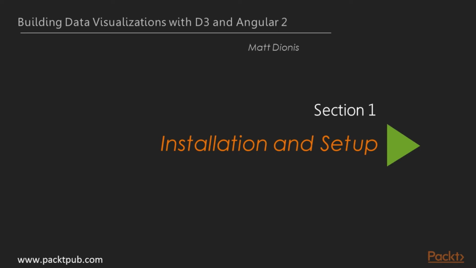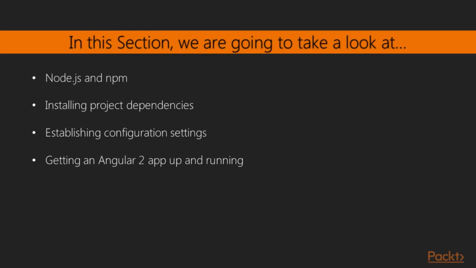Installation and Setup. In this brief section, we will lay the foundation for our Angular 2 app by installing Node.js, installing project dependencies using NPM, establishing configuration settings, and building a very basic Angular 2 component. By the end of this section, we will have an Angular 2 app up and running in our browser, which automatically refreshes anytime we make changes to the code.